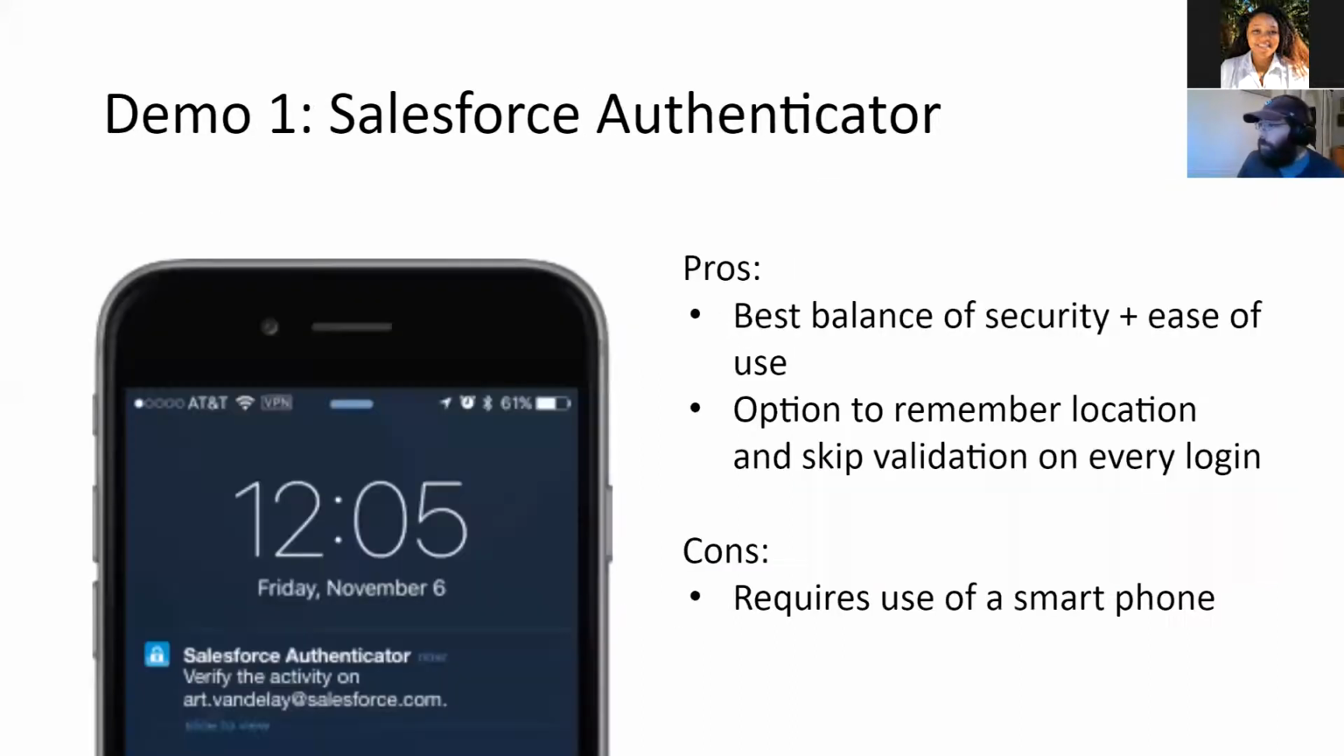All right, so like I said, first one, this is our best. First one is Salesforce Authenticator. It is our best balance of security and ease of use. And it also has the option to remember your location. So you'll know this on your phone when you give an app permission to know your location, it actually won't bother you. It won't ask you to authenticate if you are in the location that you usually are in when you log into Salesforce, like your office or your home or wherever that may be. You also have the option to turn that off, and it'll ask you every single time. It's up to your users what they want to do.